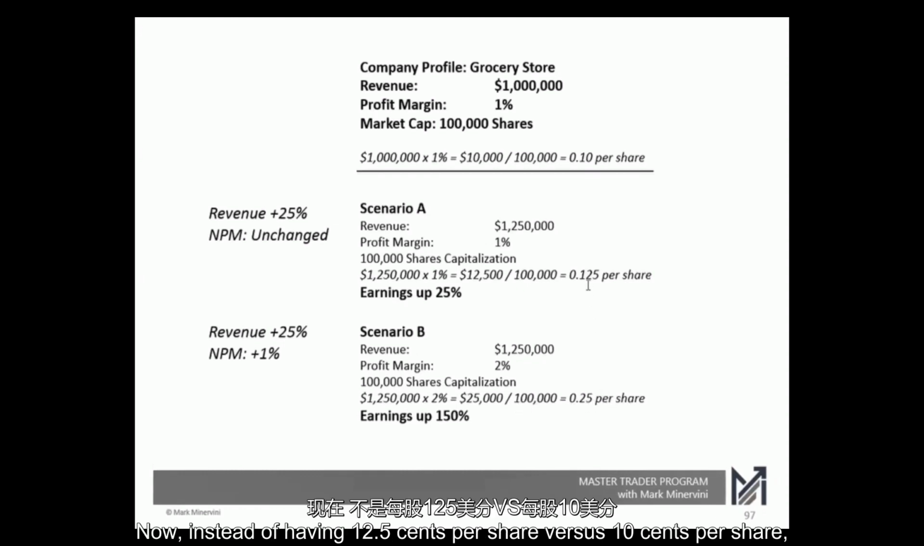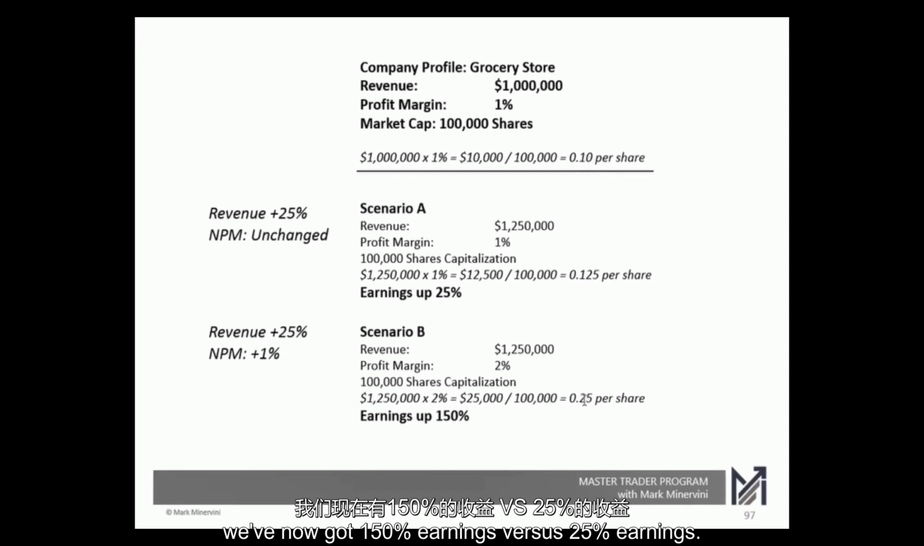Now, instead of having 12.5 cents per share, we've now got 25 cents per share, 150% earnings growth versus 25% earnings growth. And all we did was move the margins up 1%. Now, mind you, those margins are double.